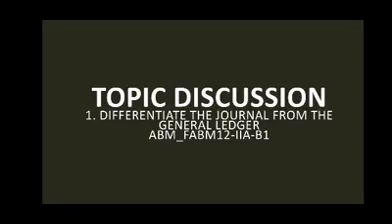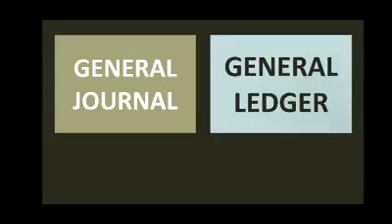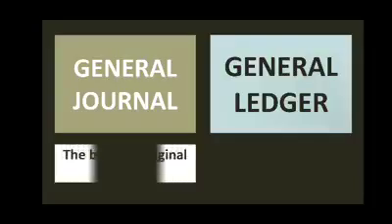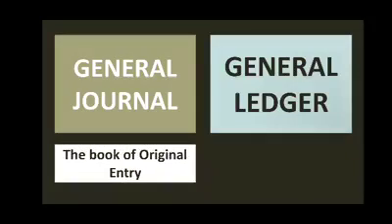Number 1 is the differentiate the journal from the general ledger. I-differentiate natin kung ano yung general journal at ano yung general ledger. Ano nga ba yung general journal? It is the book of original entry. Bakit kaya original entry? Ito kasi yung unang book kung saan nire-record natin yung mga transactions.